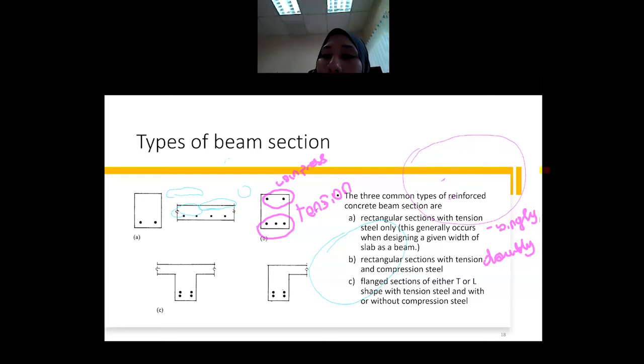And then for C, this is a flange section, either T or L shape, with tension steel and with or without compression steel. It may have compression steel, which would sit at the top, perhaps around here. So if there is compression steel. This kind of T or L section is for a continuous beam. When there is a continuous beam, these T and L types come out.